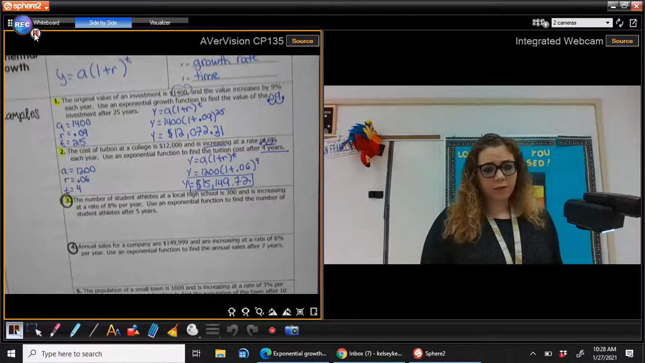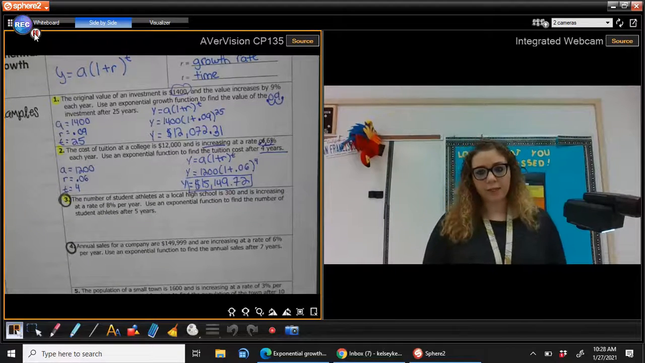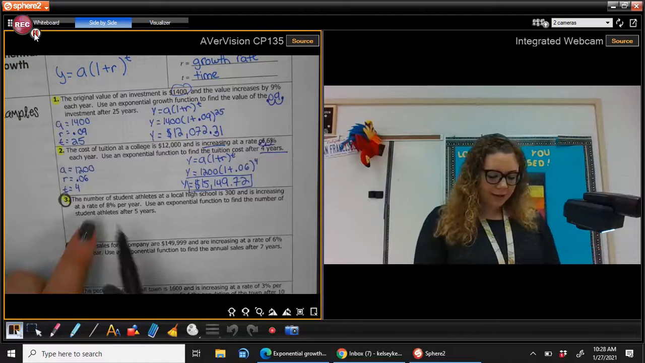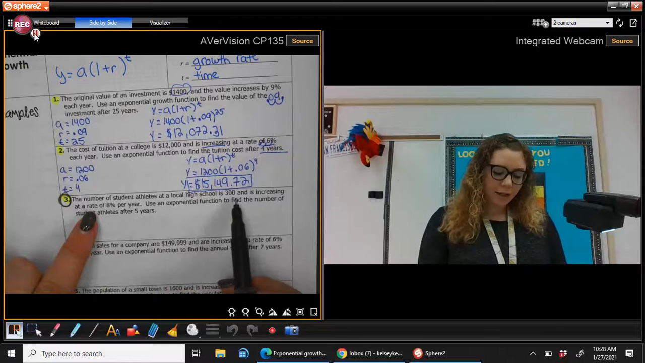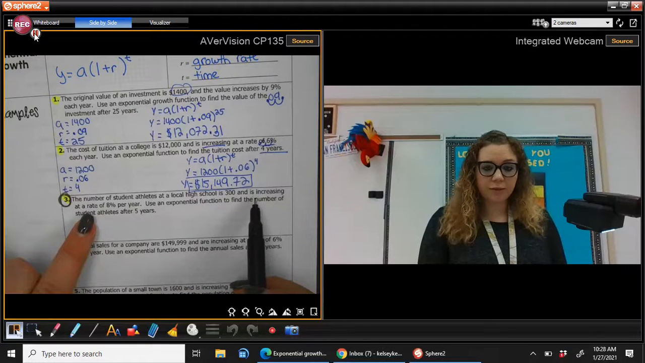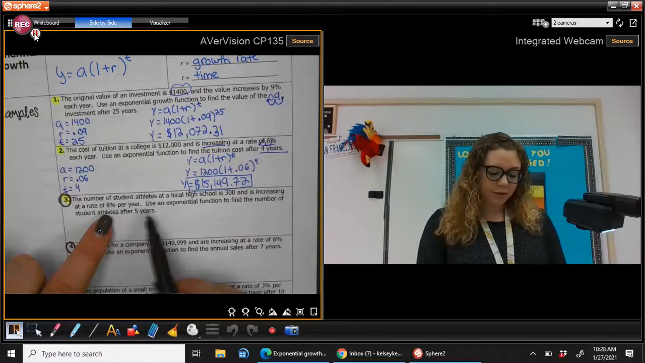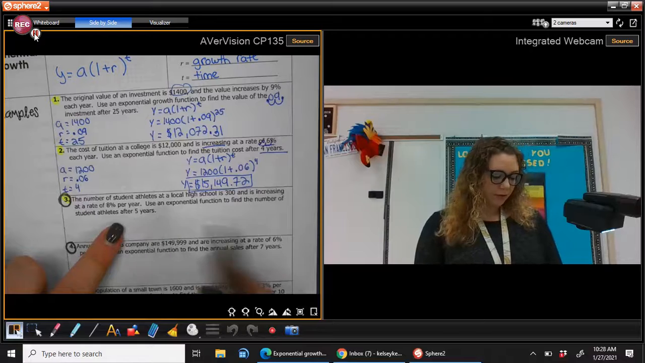So I want you to do 3 and 4 on your own, then come back and we will go over the answers. Okay, welcome back. So the number of student athletes at a local high school is 300 and is increasing, so we're going to use my growth formula, at a rate of 8% per year. Using an exponential function, find the number of student athletes after 5 years.